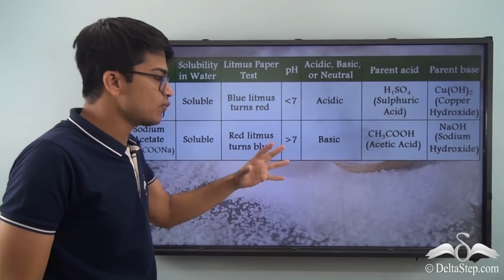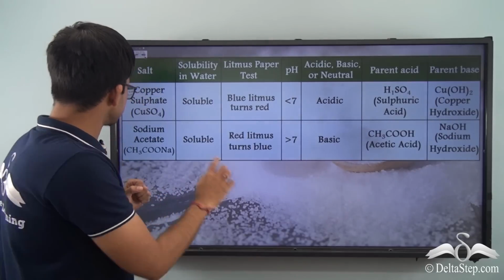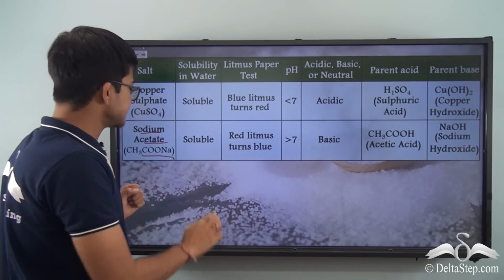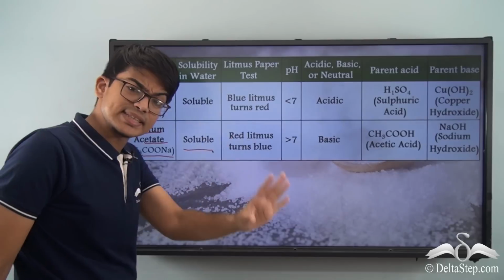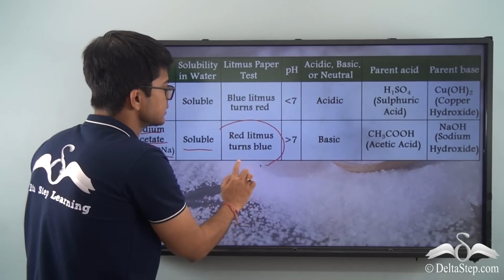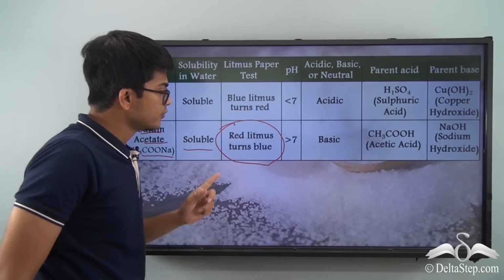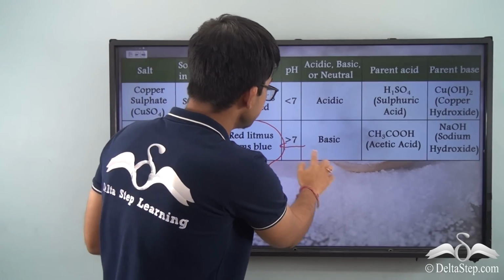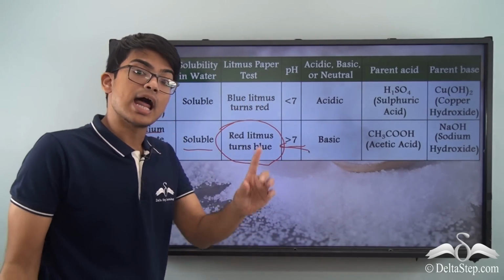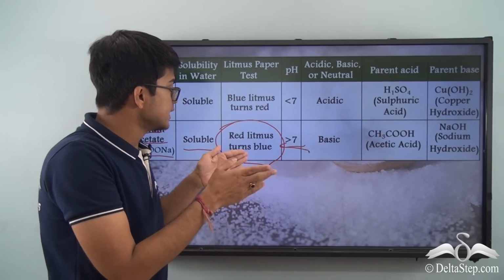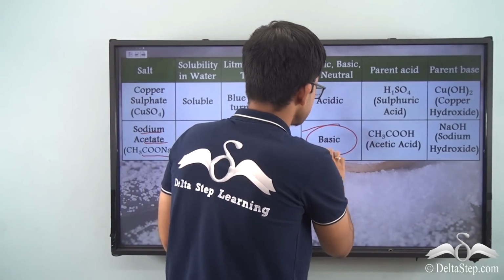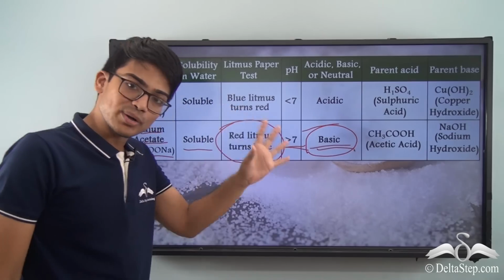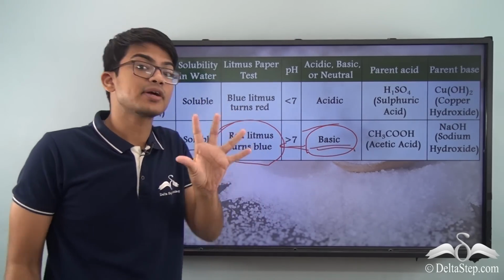Now we have something different. We have sodium acetate, that is CH3COONa. It's again soluble, but in this case the red litmus is turning blue, which means the pH is more than 7, and with pH more than 7 and litmus turning blue, it will be basic. It's basic.